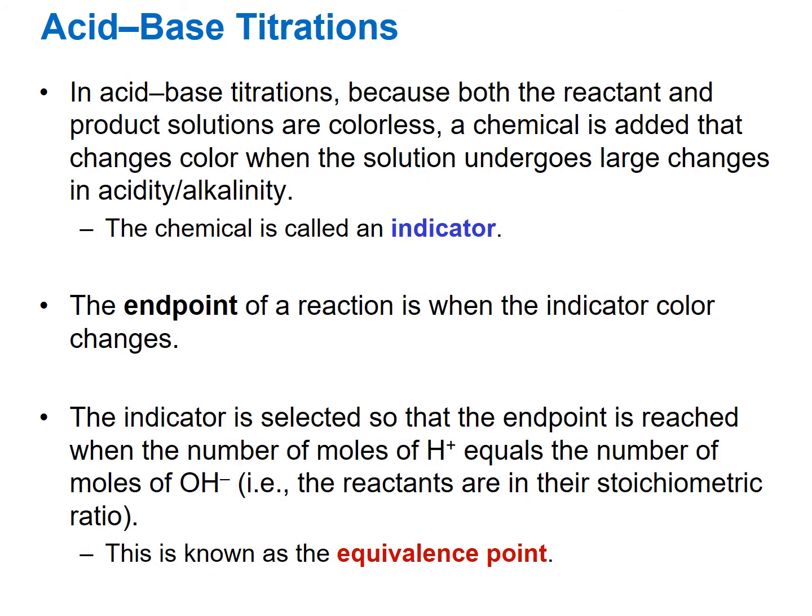So as this slide says, in an acid-base titration, because both of our solutions are going to be colorless, you need some way to have a visual indicator that something has happened. That's the indicator. The indicator tells us when we've reached the end point or the equivalence point of the reaction, because that indicator is going to change colors. The indicator selected demonstrates an endpoint, and it does so when the number of moles of hydrogen ions equals the number of moles of the hydroxide ions, and that happens at that equivalence point.